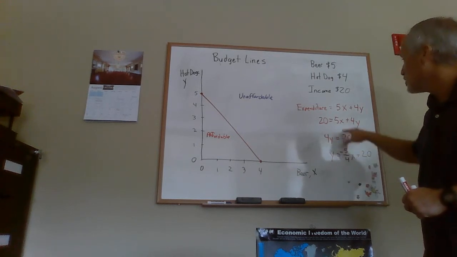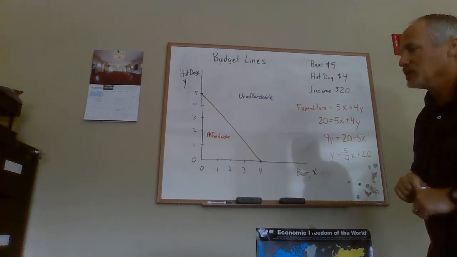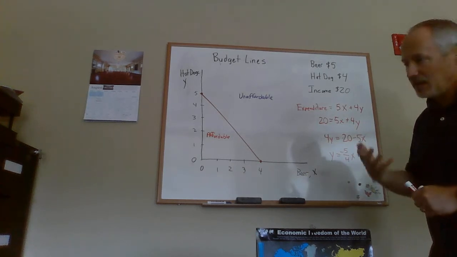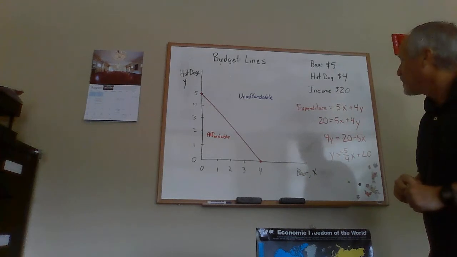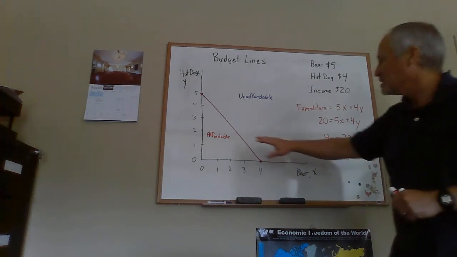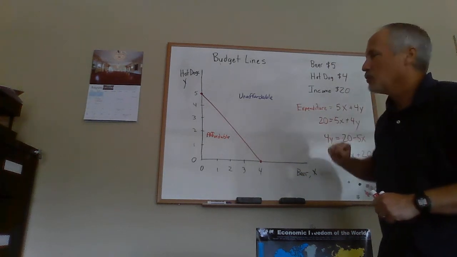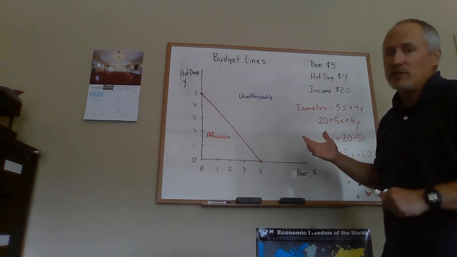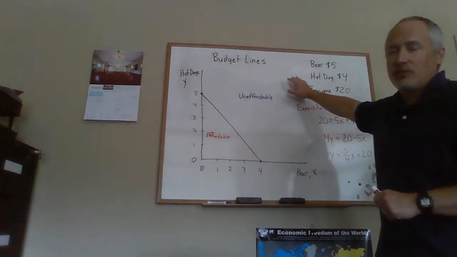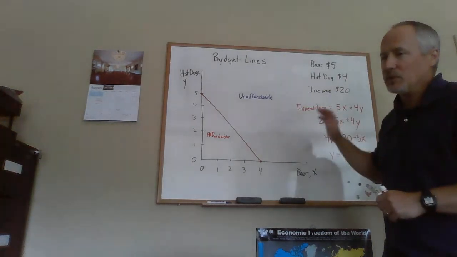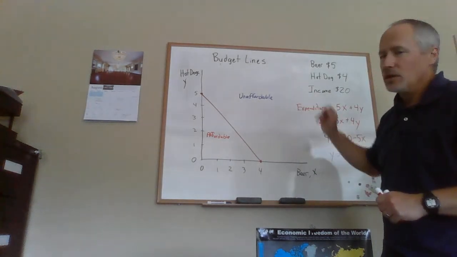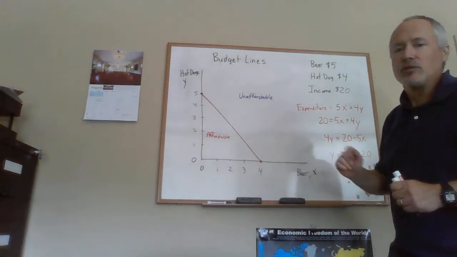It is a line because when we put it in this fashion here, we can see that it turns out to have the form of a line, and it separates what's affordable from what's unaffordable. In terms of preferences, we know that people want lots of stuff. They want as much of these goods as they possibly can get. When we put a person's indifference curves on here, we're going to be able to maximize utility. Okay, so this is the budget line.